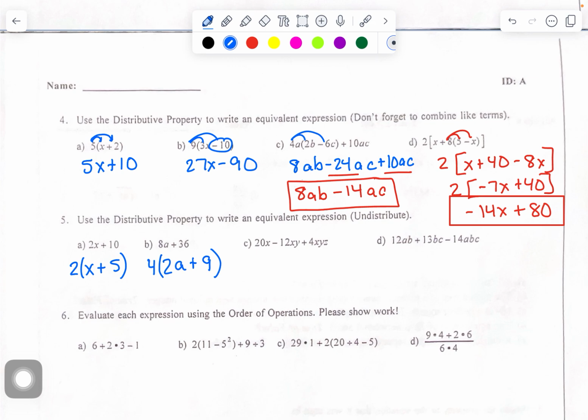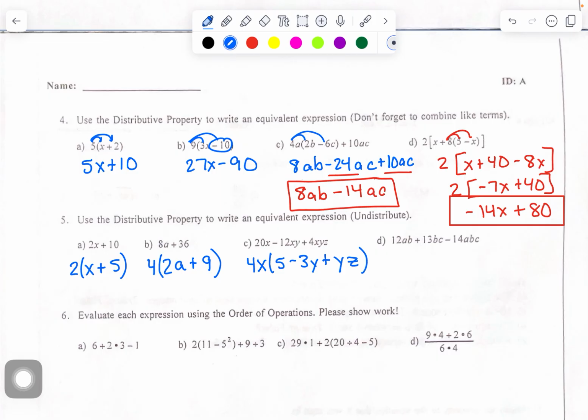In C, I look at 20, 12, and 4, and their greatest common factor is 4, but I also see that all of them have x's as well, so I pull out a 4 and an x. When I do that, I end up with 5 minus 3y plus yz inside parentheses.